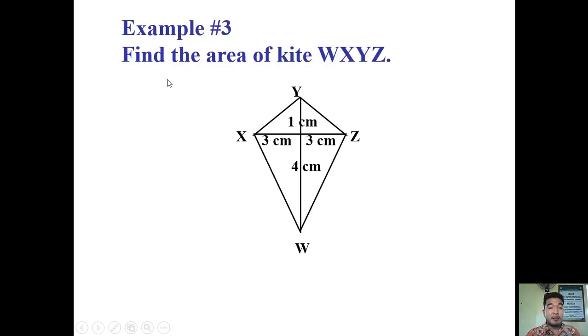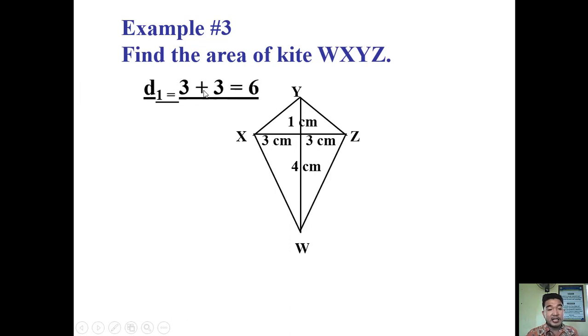Let us have an example in finding the area of a kite. In this case, we have here, this is 1 centimeter, this is 4. So the total measurement of the diagonal here is 5. Here we have 3 and 3. So the total of this diagonal is 6.